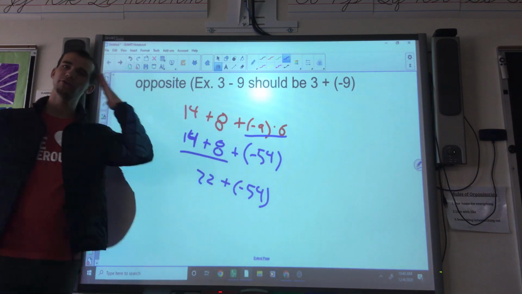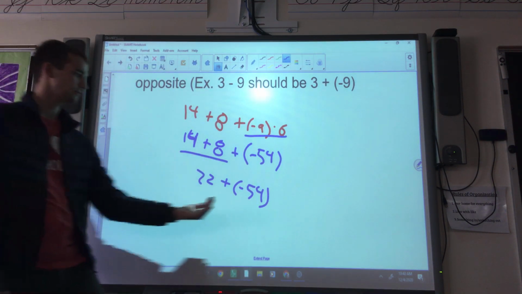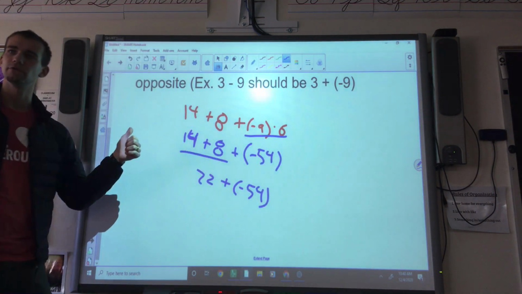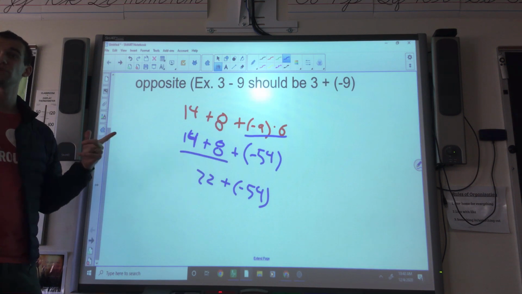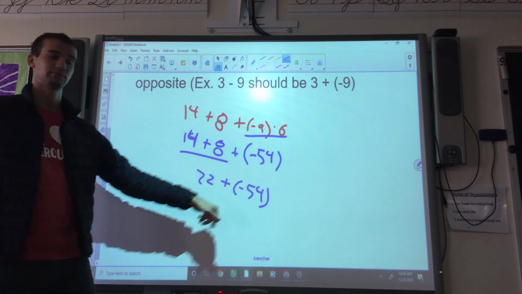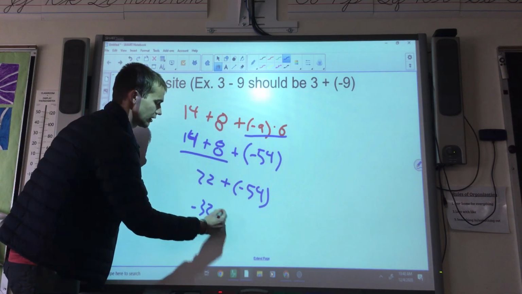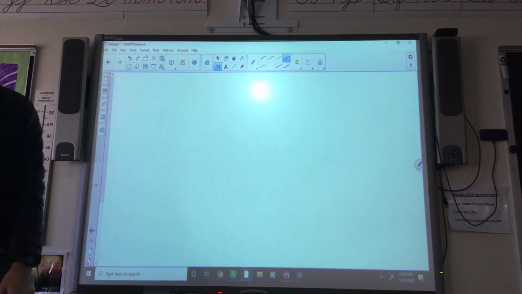And at that point, you can think to yourself, I'm at negative 54, I go forward 22. That's the same thing as positive 54 minus 22, except it's negative. 54 minus 22 is 32, but this is negative because the negative one is bigger. So, negative 32, and that was the next step of what you did.